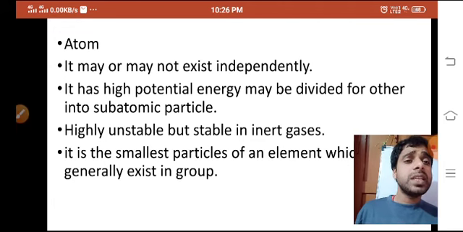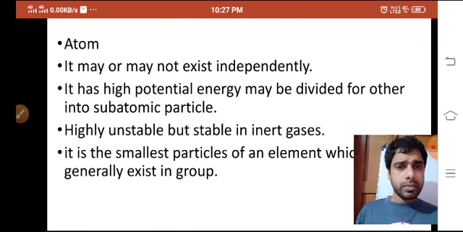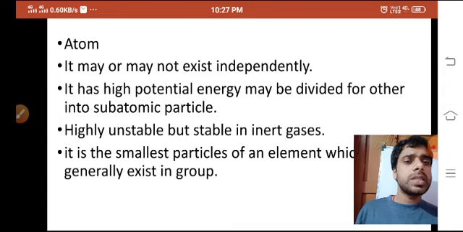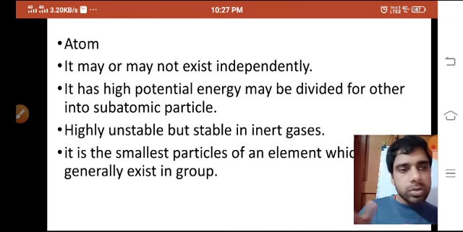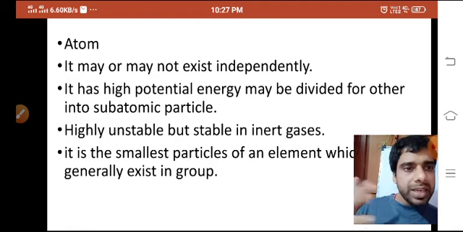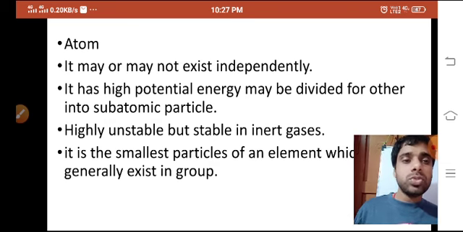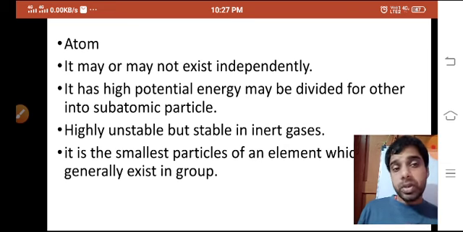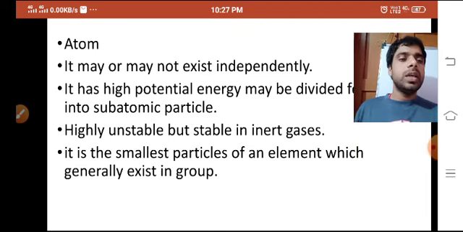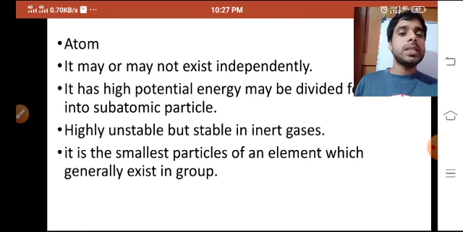It has a high potential energy, and may be divided into subatomic particles. It has such a high potential energy. Again, highly unstable but stable in inert gas. All the atoms are highly unstable. If I talk about hydrogen, hydrogen alone will not be stable. When hydrogen finds another hydrogen, it will combine together and form H2. Okay? And that one is now stable. But inert gases are stable ones. Okay? And it is the smallest particle of an element.